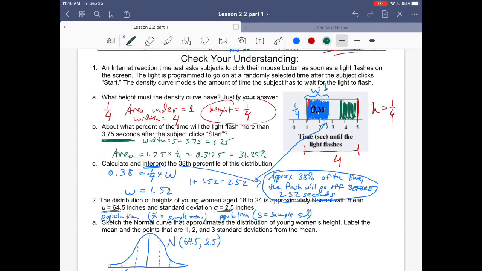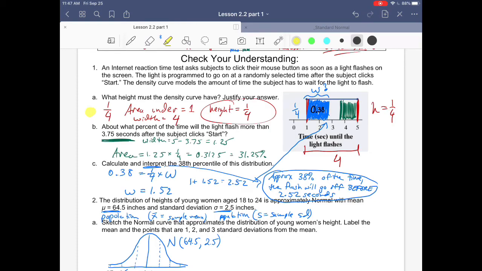All right, so let's review these check your understanding problems. Hopefully you've had the chance to do them. So for the internet reaction time test, we've got a uniform distribution where a flash happens somewhere between 1 and 5 seconds. So the width of that density curve is 4. Since the area under that needs to be 1, the height rather needs to be 1/4.